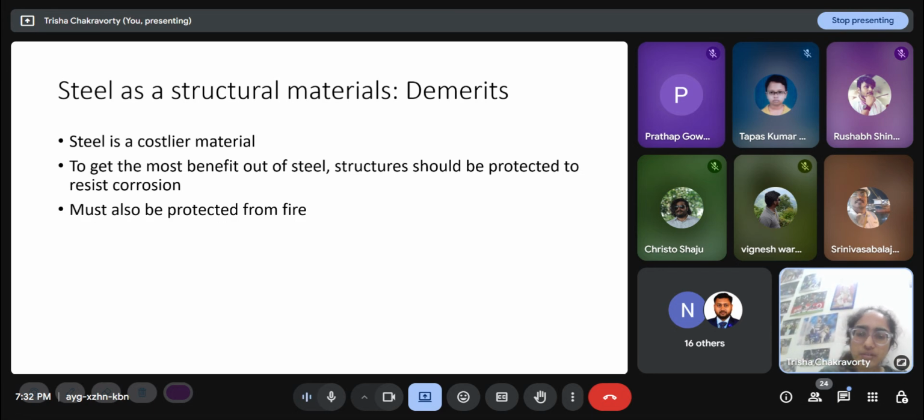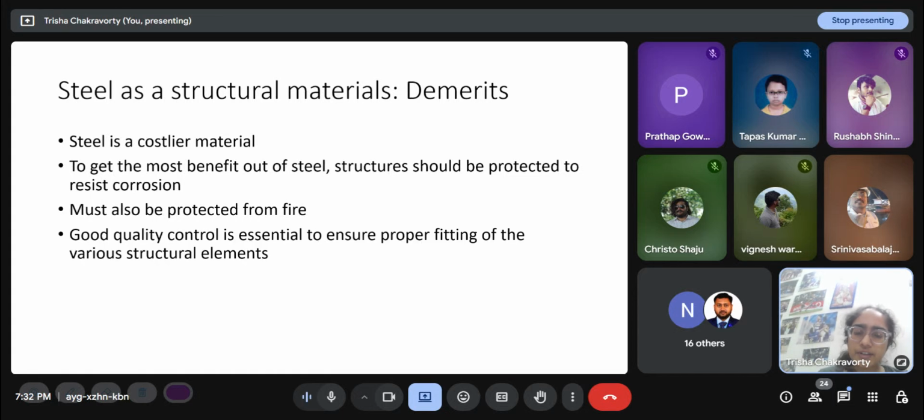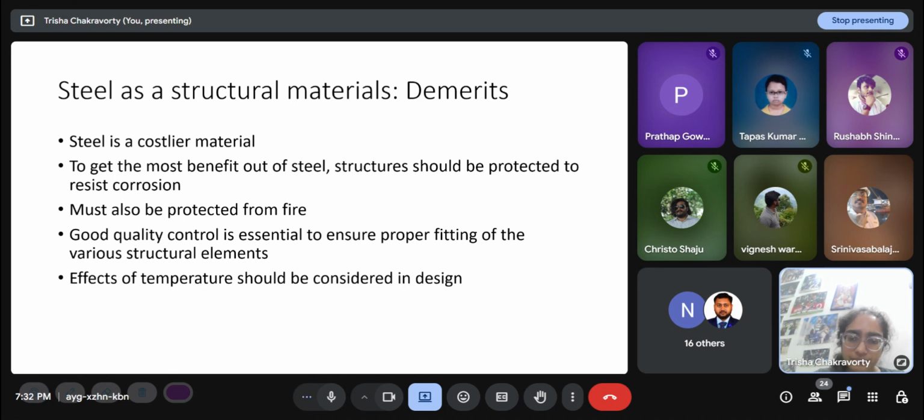Steel must also be protected from fire. Good quality control is essential to ensure proper fitting of the various structural elements. So this is where the connection design comes in. Connection design is a very important aspect of steel design and not of concrete design. Effect of temperature should be considered in design.